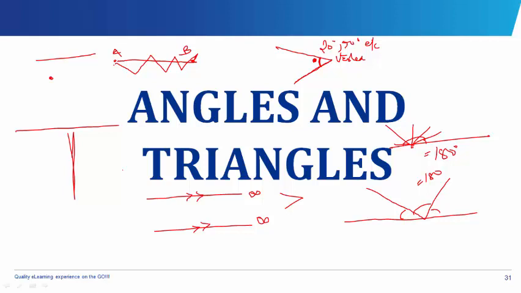Now when you have two lines forming opposite angles, the opposite angles are always equal. So this must always equal this, and this will always be equal to this.